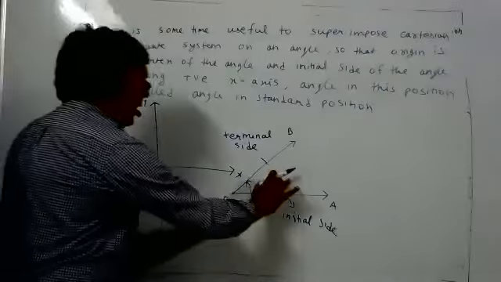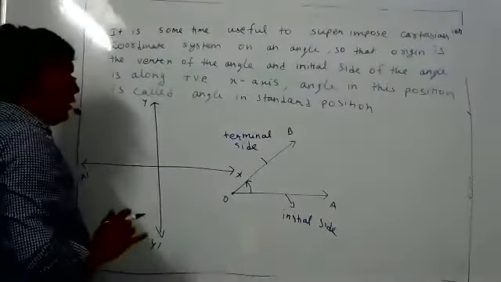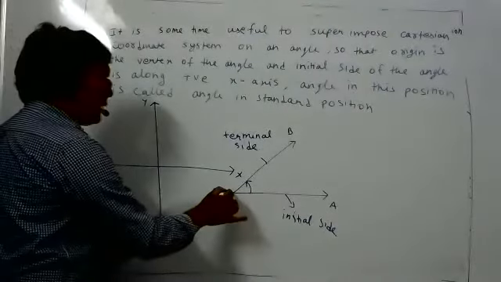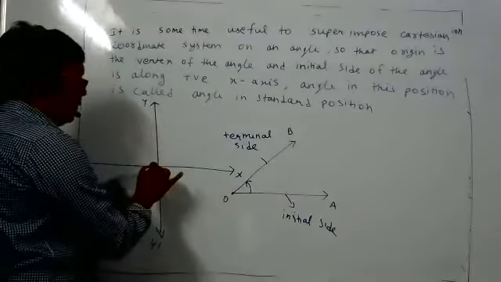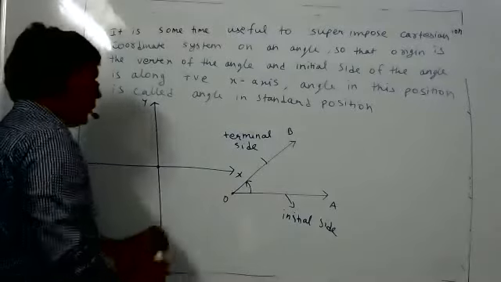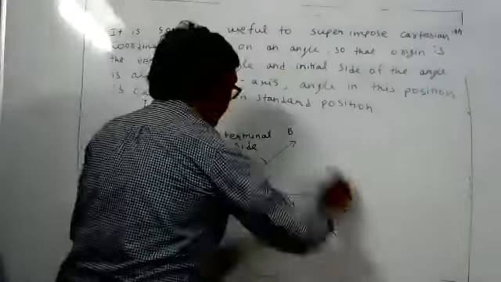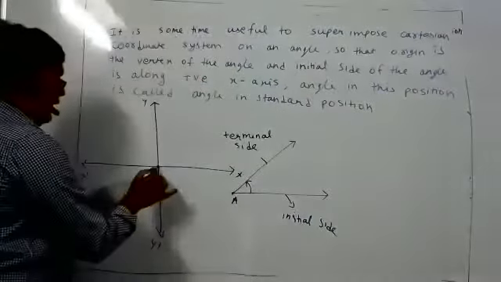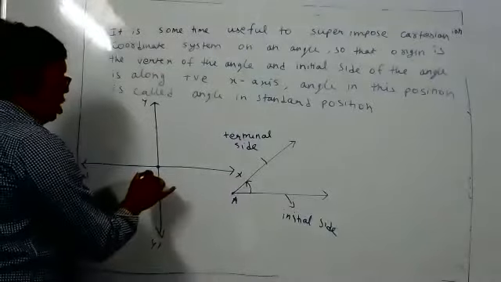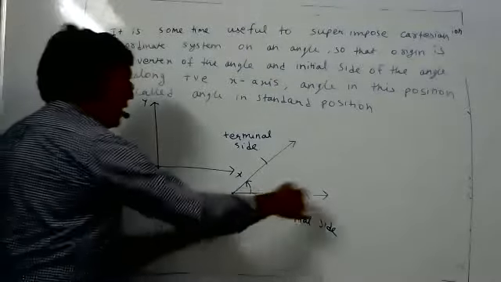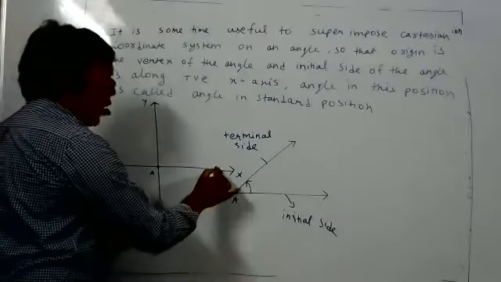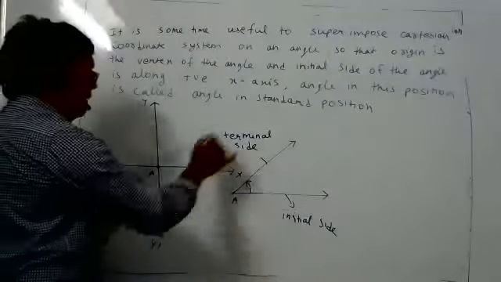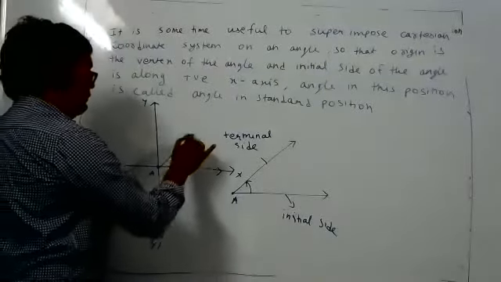So this angle will be superimposed on the Cartesian coordinate system with the vertex of the angle on the origin. Suppose this is angle A. Then A will come on the origin, the initial side will be on the positive x-axis, and the terminal side can be anywhere.